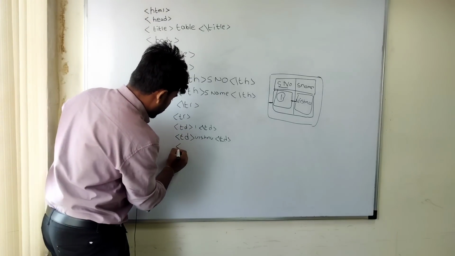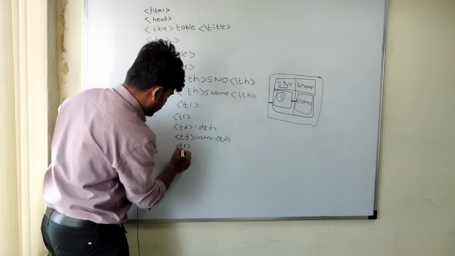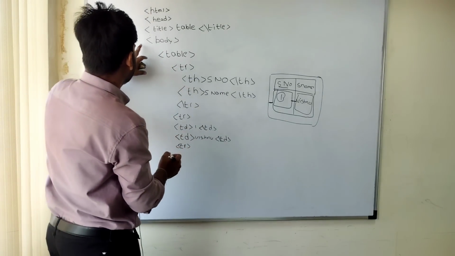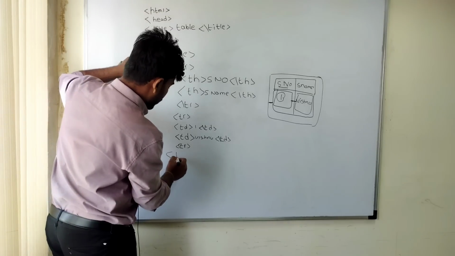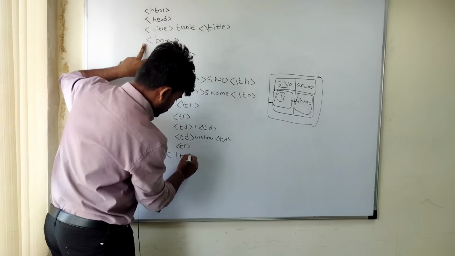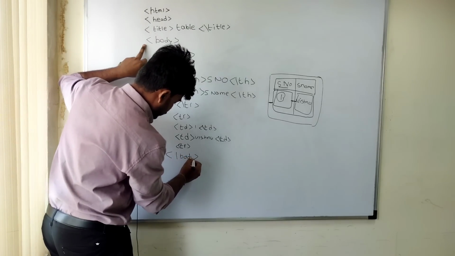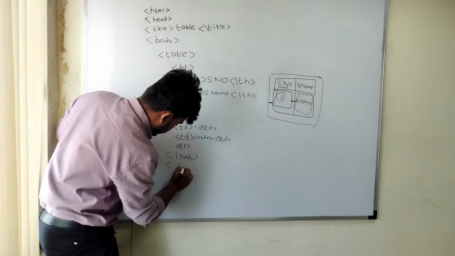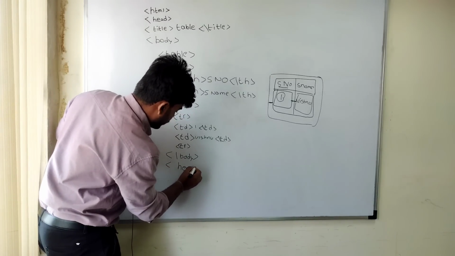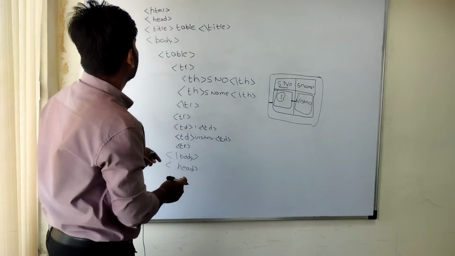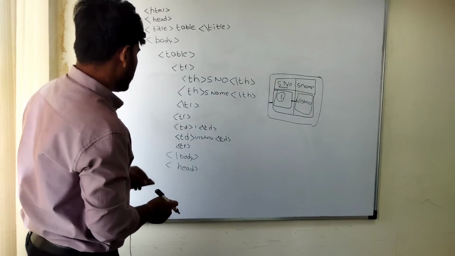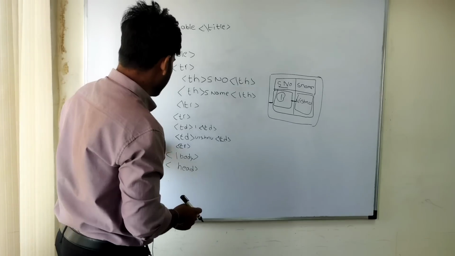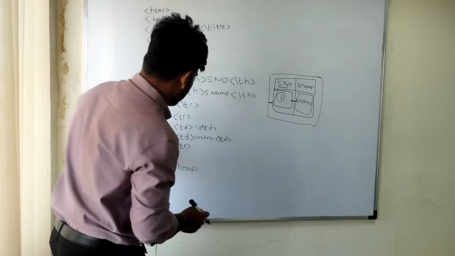Again TR close. Next TR I'll close body. Next head. Head we close at the end. Head tag will be closed at the end. First you have to end the head tag. After that you have to.